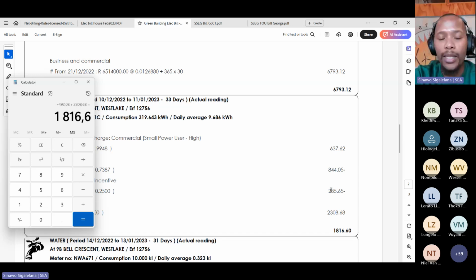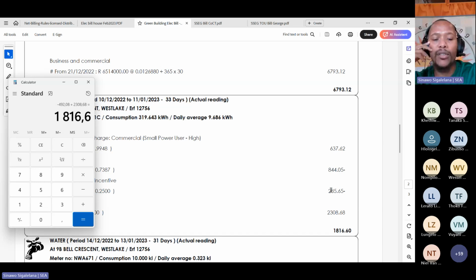So in this particular case, the generation offset is being offset against the entire bill. That is not what the rules are saying. So for this particular municipality, there is a small challenge, of course, to substantiate why they will continue in this way.